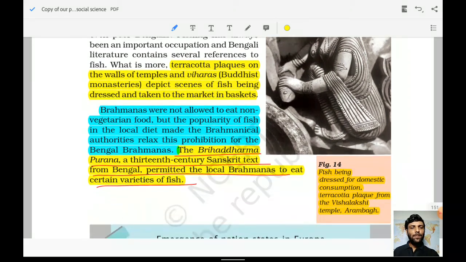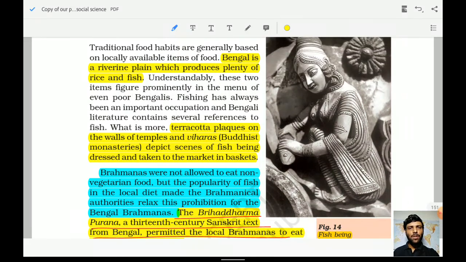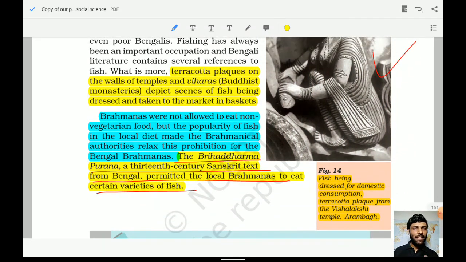Okay, so here is a fish being dressed up. At the right hand side, the image has been shown. We are talking about this particular image: fish being dressed for domestic consumption. A terracotta plaque has been shown, from the Vishalakshi temple of Aramba. Remember this.